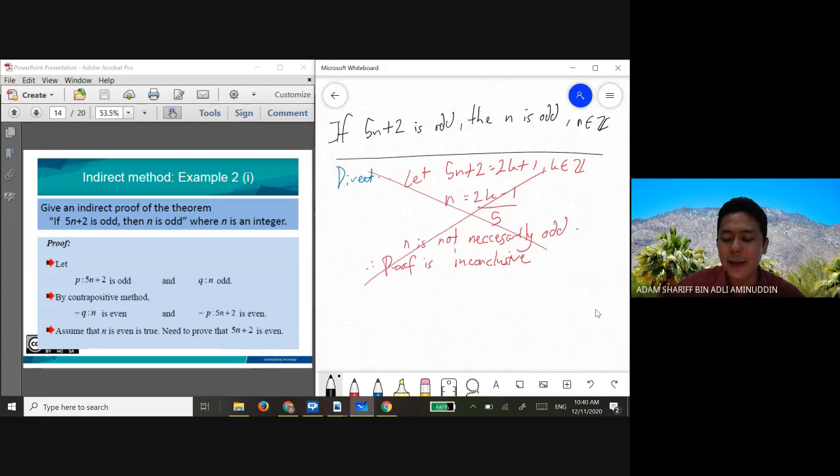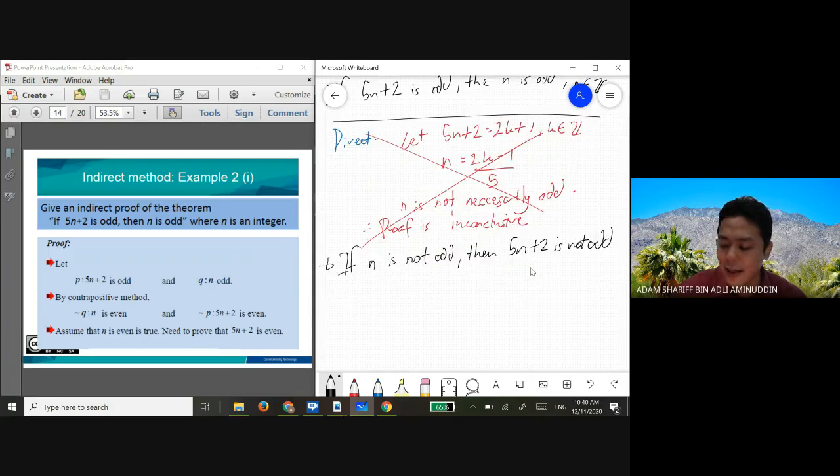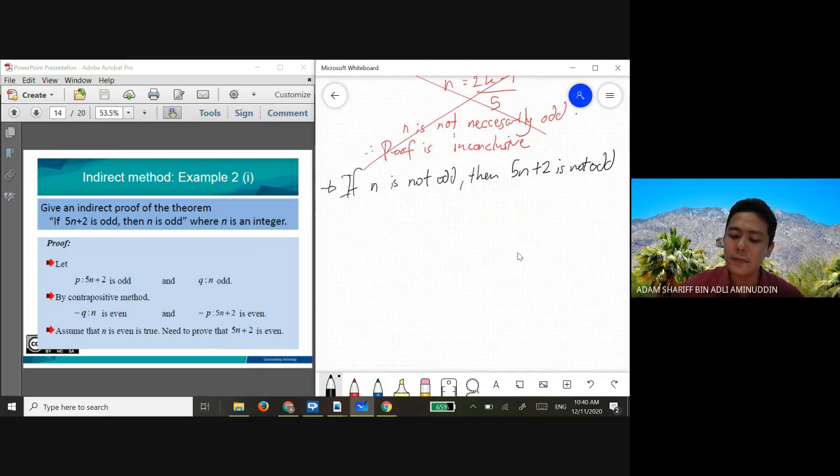Indirect method, instead of you try to prove that if 5n plus 2 is odd, then n is odd, you try to change it into a contrapositive form, which is if n is not odd, then 5n plus 2 is not odd. And again, because in the integer world, kalau bukan odd, dia adalah even. So actually it also implies I want to prove if n is even, then 5n plus 2 is even. Let's try to prove this.